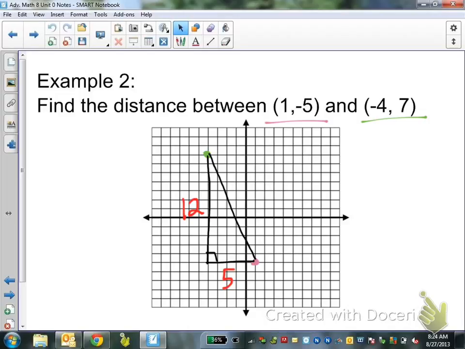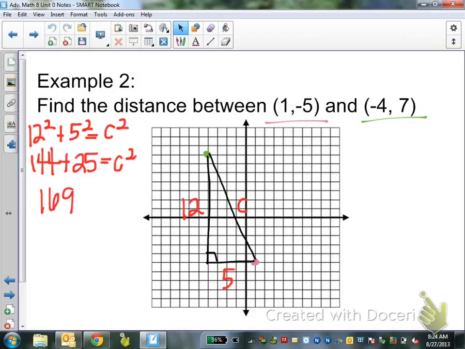To plug this in to the Pythagorean theorem, let's label the hypotenuse C. That's going to give me 12 squared plus 5 squared equals C squared. Guys, what's 12 squared? 144 plus 25 equals C squared. What's 144 plus 25? 169. So 169 equals C squared. And then what do we do? You square root, and then you get C equals 13.